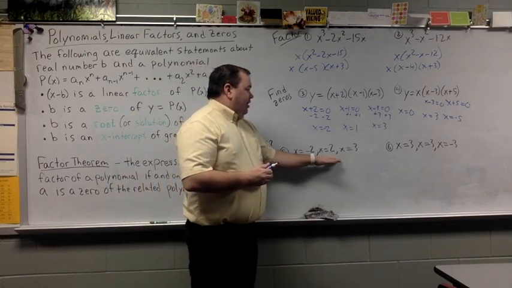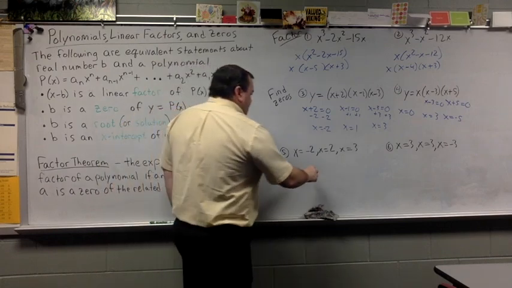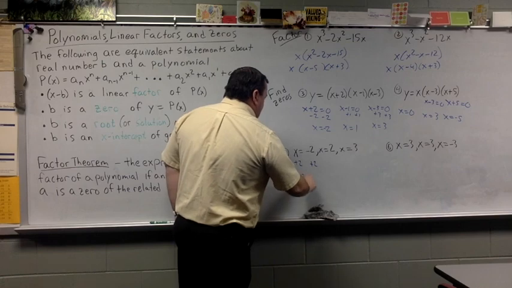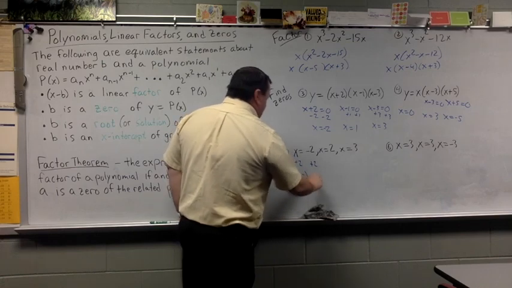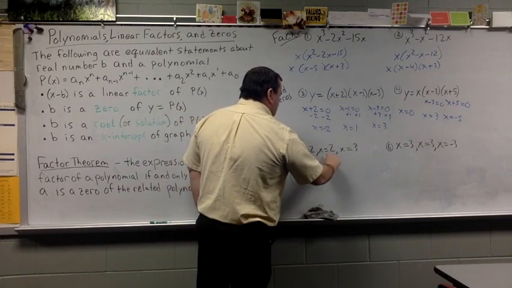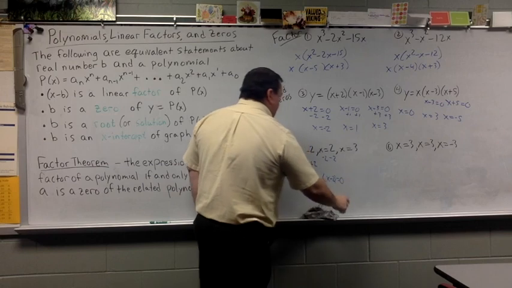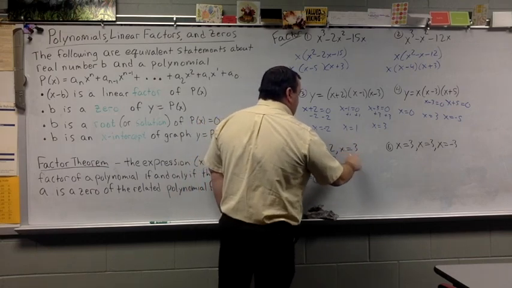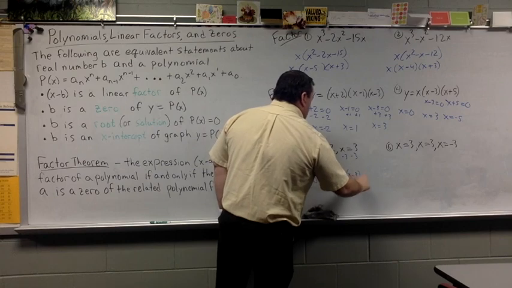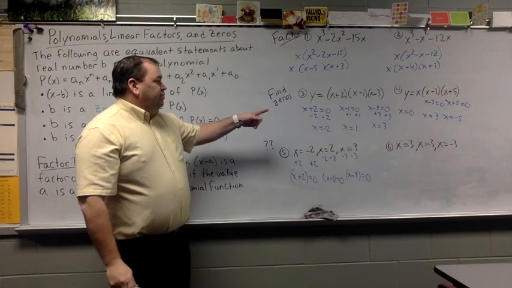You already have the answers. So let's think of this process working backwards. If I move this 2 over, I get x plus 2 equals 0. And if I move this 2 over, I get x minus 2 equals 0. And if I move this 3 over, I get x minus 3 equals 0. So they're all equal to 0 now, just like they were up here.